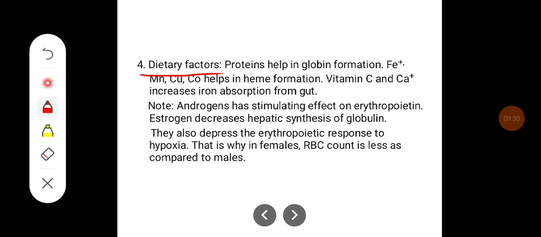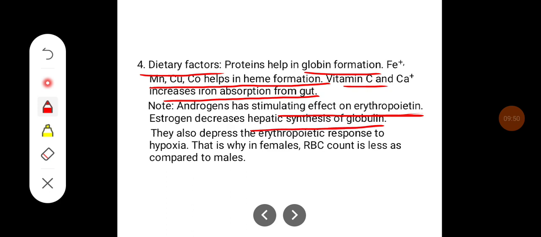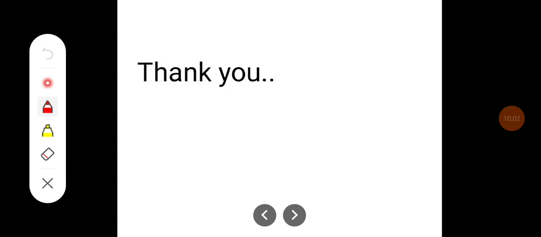Dietary factors, proteins help in globin formation. The ferrous, that is iron, manganese, copper, cobalt help in the heme formation. Vitamin C and calcium increase iron absorption from the gut. Note that androgens have a stimulating effect on erythropoietin, and estrogens decrease hepatic synthesis of globulin. They also depress the erythropoietic response to hypoxia. So that is why in females RBC count is less as compared to males. This is in brief about the erythropoiesis. Thank you.